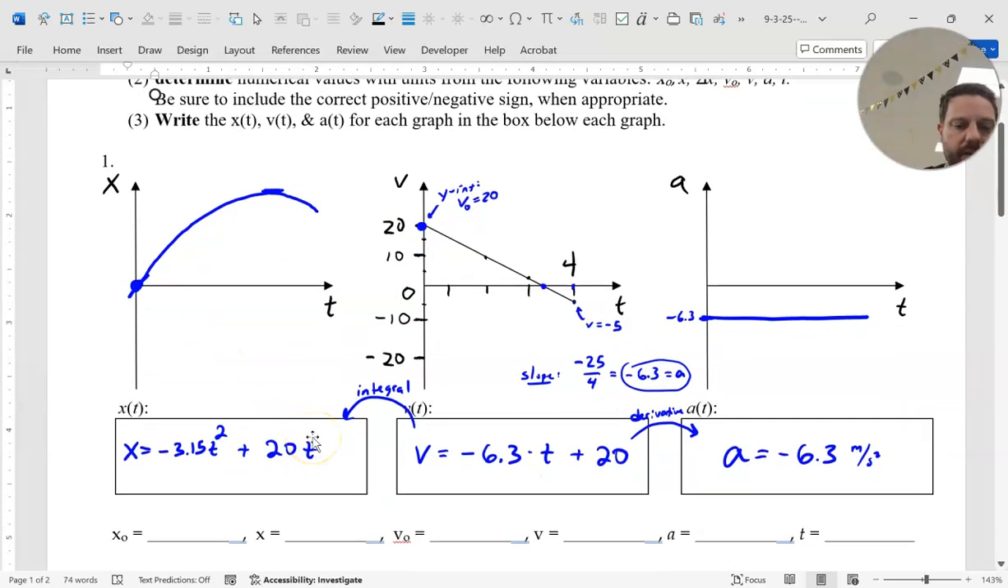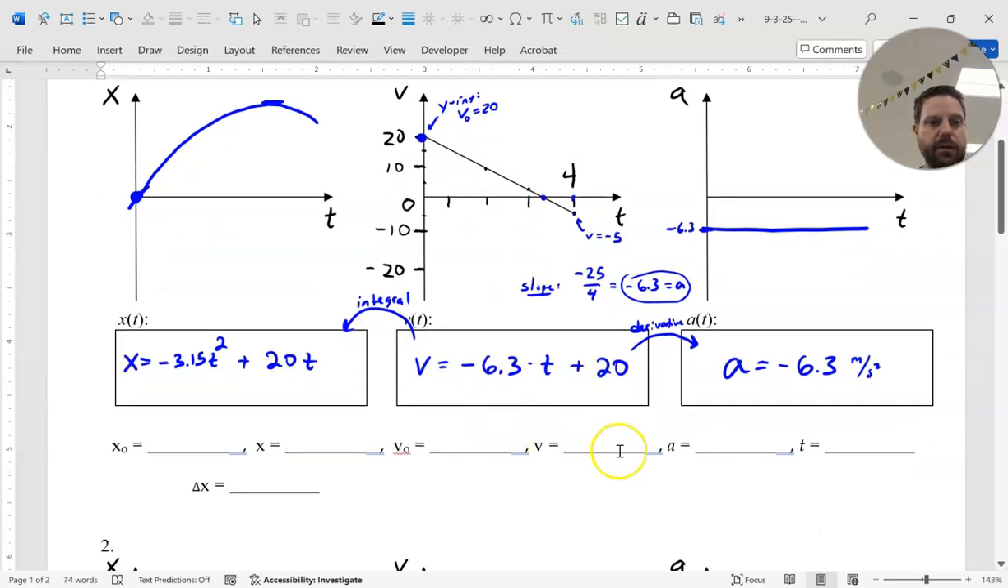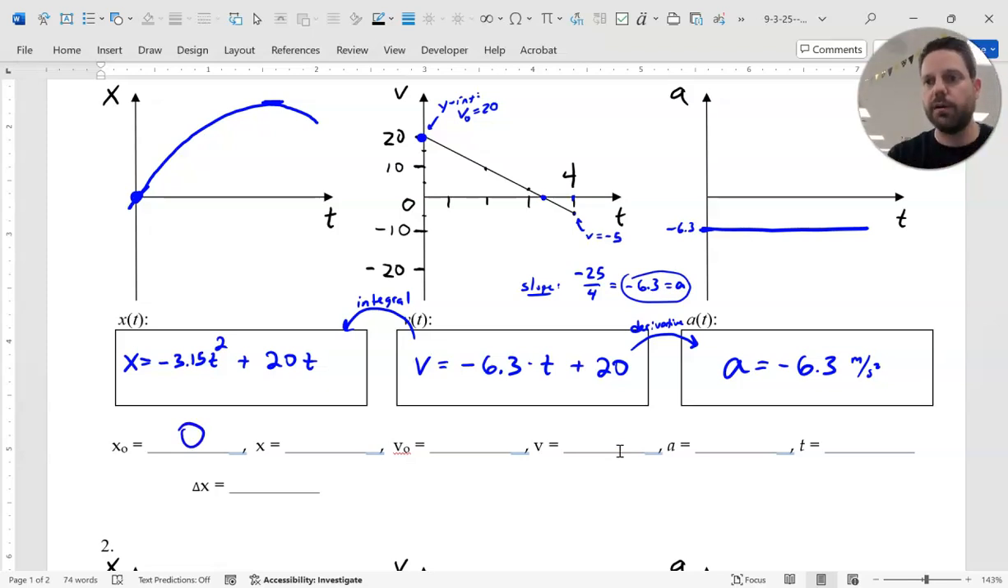Same thing here. If there were an x naught, I wouldn't have any idea what that is. So we're just going to assume that that's 0. The problem would have to tell us if there was some starting point. There's no way for us to know that just given this velocity time graph or given its velocity time function. So if we don't know any better, we can just make it 0, then my delta x is something I'm going to have to calculate.